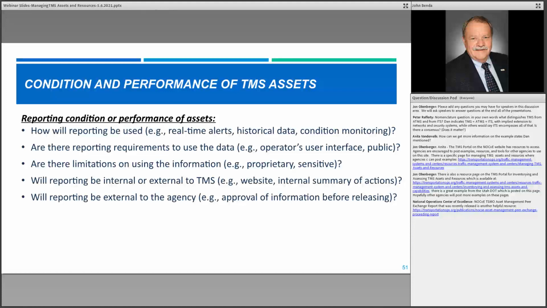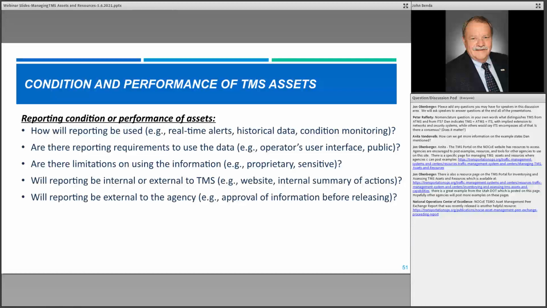Another question is, are there limitations on using the information? You heard this in an earlier presentation. Is some of the data proprietary or sensitive in nature? And when you're reporting information, particularly when you're reporting to the public, that's something that you're going to need to consider. Some systems will allow internal use of data, but would prohibit its use and dissemination to the public at large. Will reporting be internal or external, essentially?